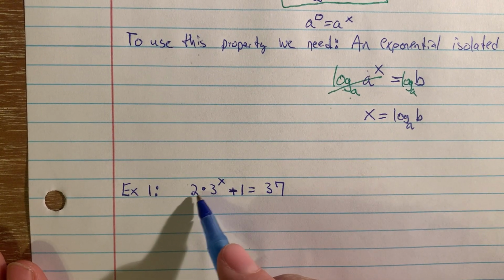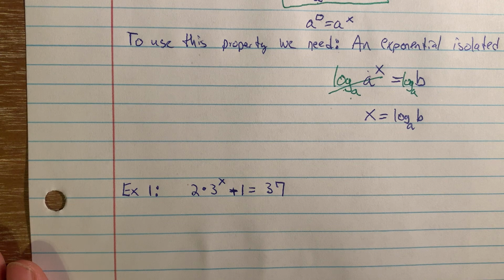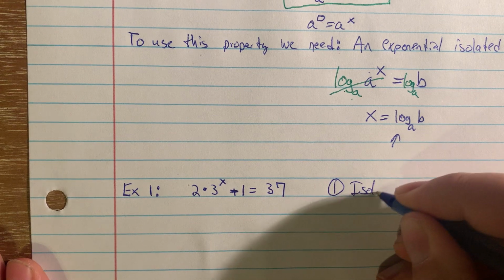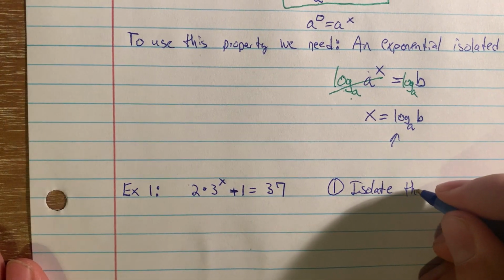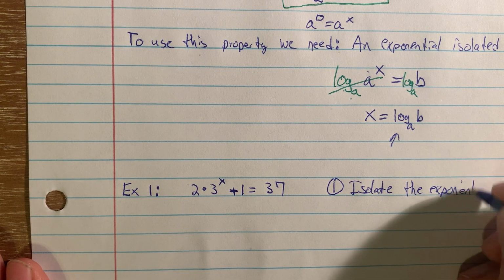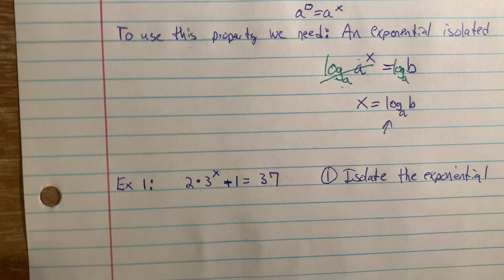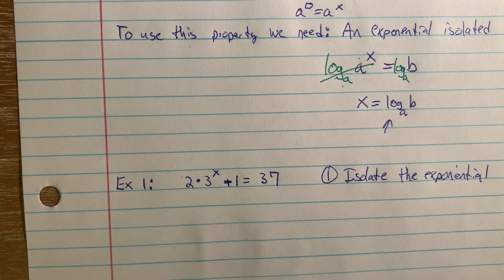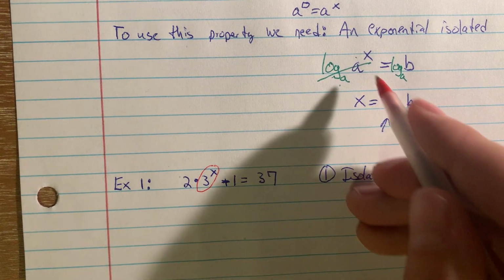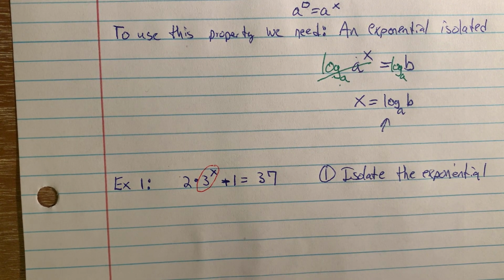All right, this first one is not an isolated exponential. And so we can't yet use our inverse log property. What we're going to do is first isolate the exponential so we can use the trick we just did. This is going to use your Algebra 1 skills, where here is our exponential, 3 to the x. We always want something to the something power. That's going to be what we try to get by ourselves.